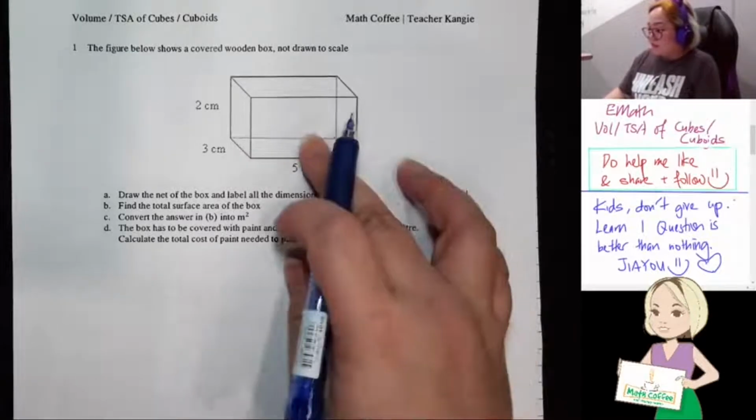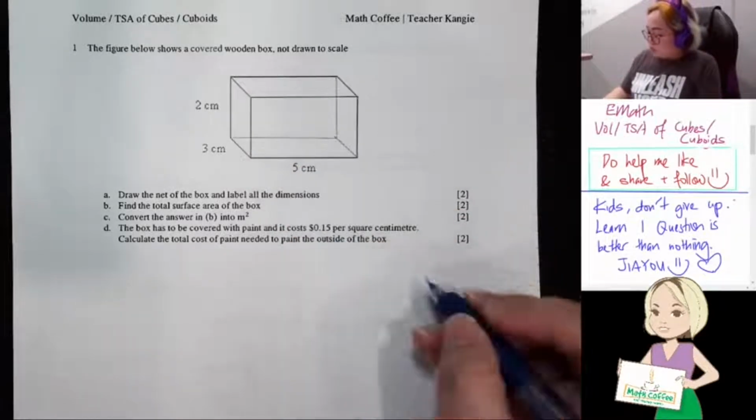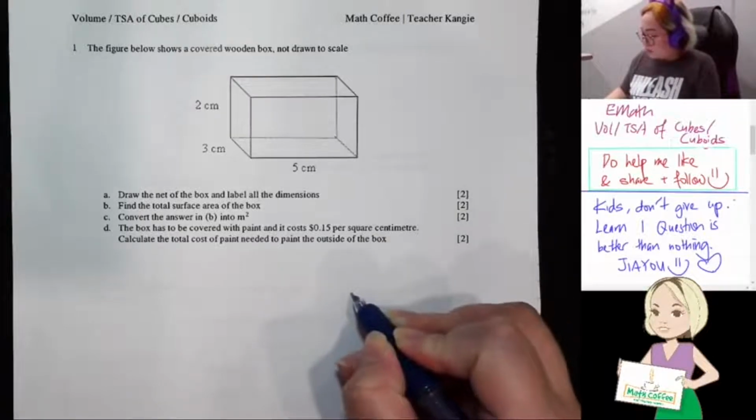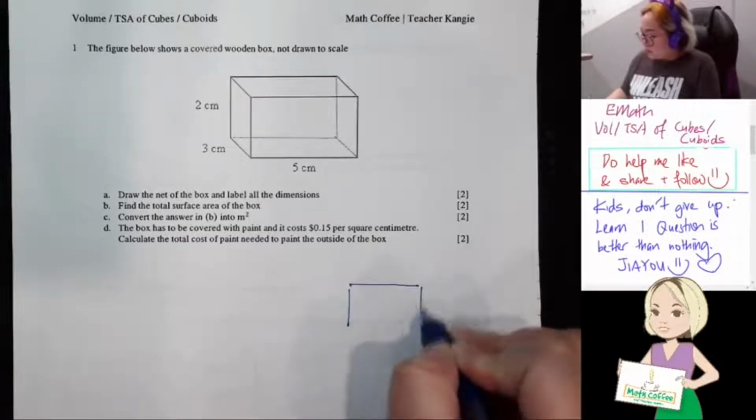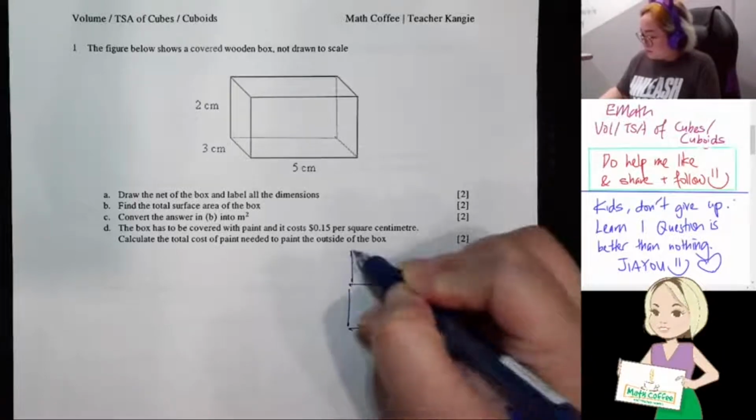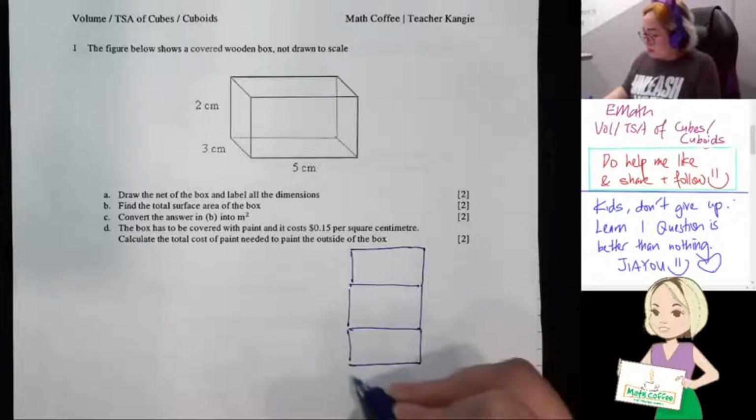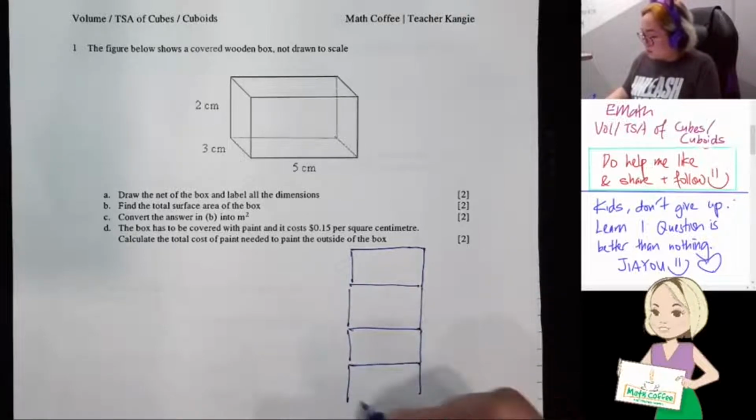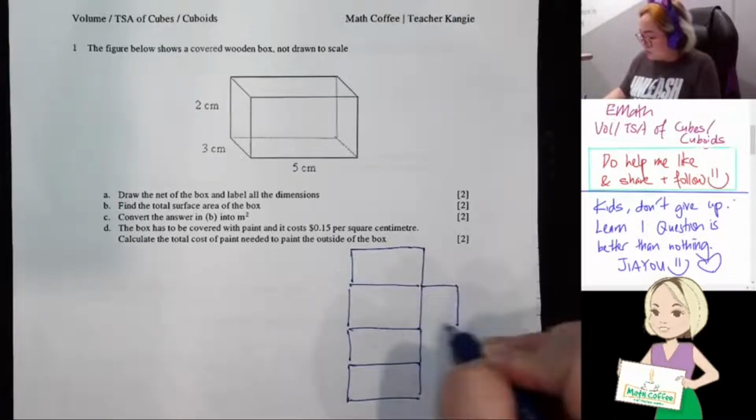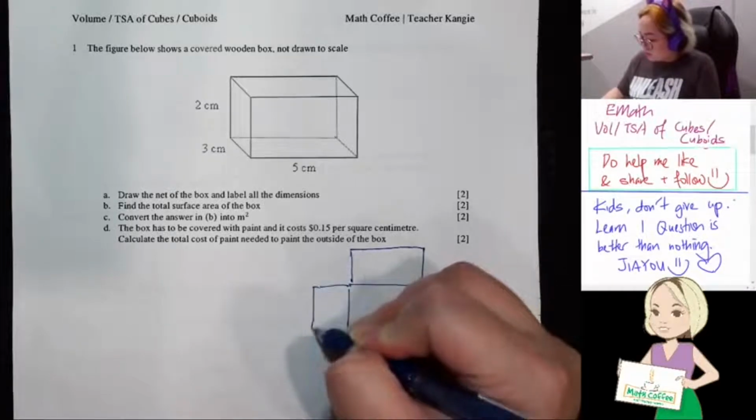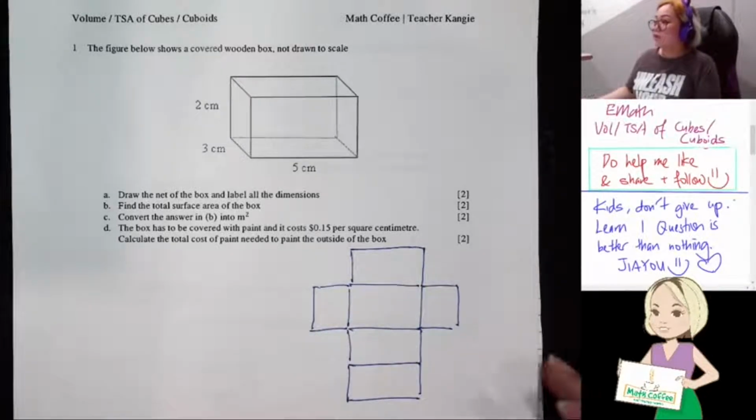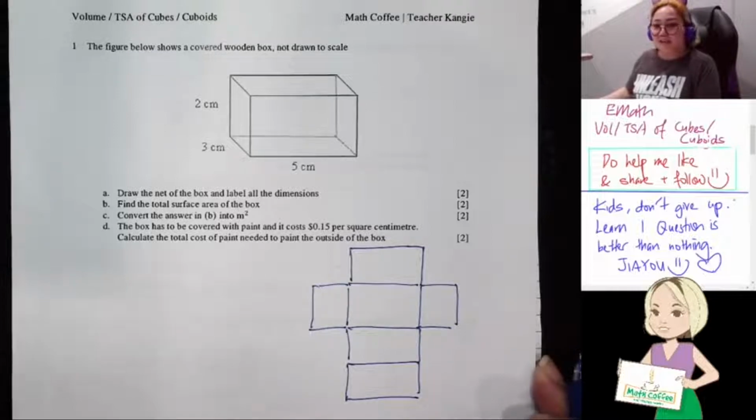Okay, so in this case, we will draw. I'm going to draw it here. My drawing isn't great, so it's a rough one. So we know that we will have, right? So this is the net. Okay, so this is the net.